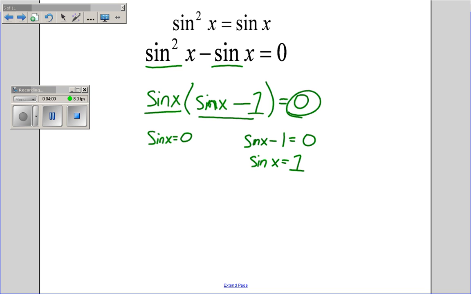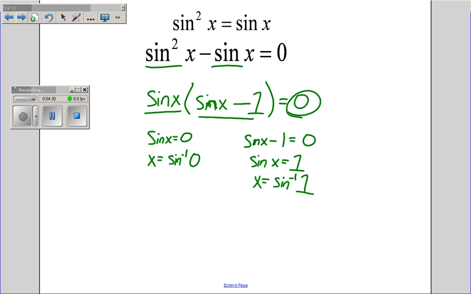Now what you've got are the trig functions, but I need to find an angle. How do we find an angle? We take the inverse, so that'll cancel out and I'll just have x. So really what I'm looking for here is x equals sine inverse of 0, and x equals sine inverse of 1. These are going to be angles. That's what I'm looking for.